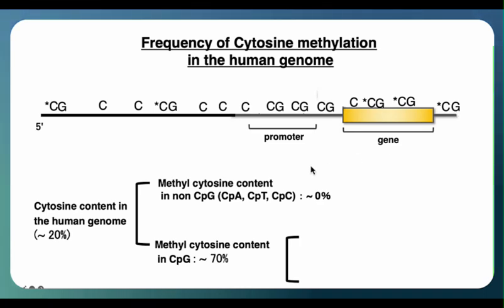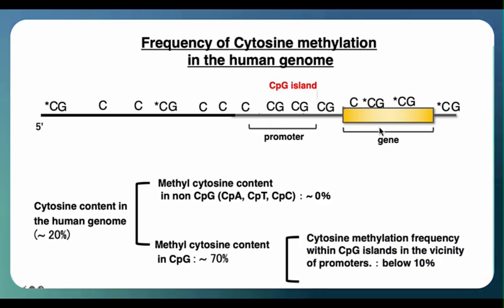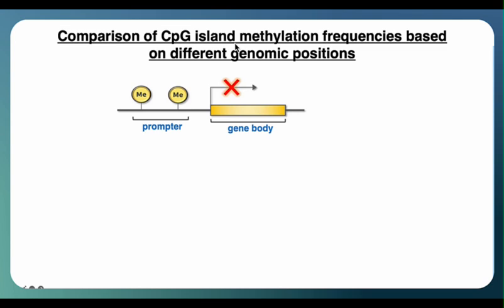In the region near the gene promoter, spanning 500 to 3000 base pairs, there are more CpG sequences than in other areas, so this region is called a CpG island. Limited to these CpG islands, the frequency of cytosine methylation is low, only about 10%. In CpG islands, the frequency of cytosine methylation is generally low, but variations are still observed.